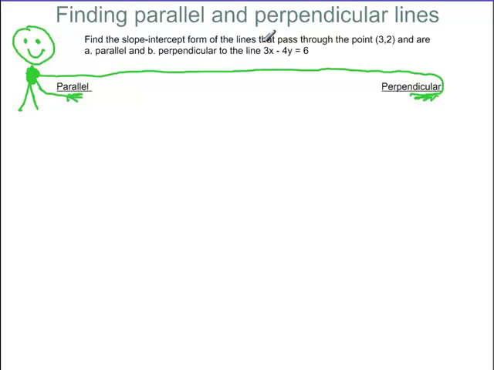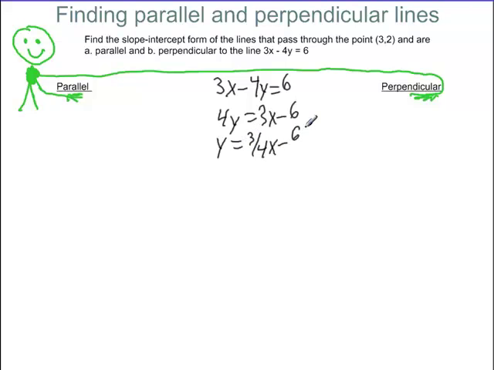One thing to keep in mind is anytime two lines are parallel, that simply means they have the same slope. So let's take a look at what the slope of this is going to be by putting it in slope-intercept form. We have 3x minus 4y equals 6. It's going to give us 4y equals 3x minus 6, and it's going to give us y equals 3/4 x minus 6/4. So this is the slope right here. Therefore, we know that when it's parallel, this line must also have a slope of 3/4.